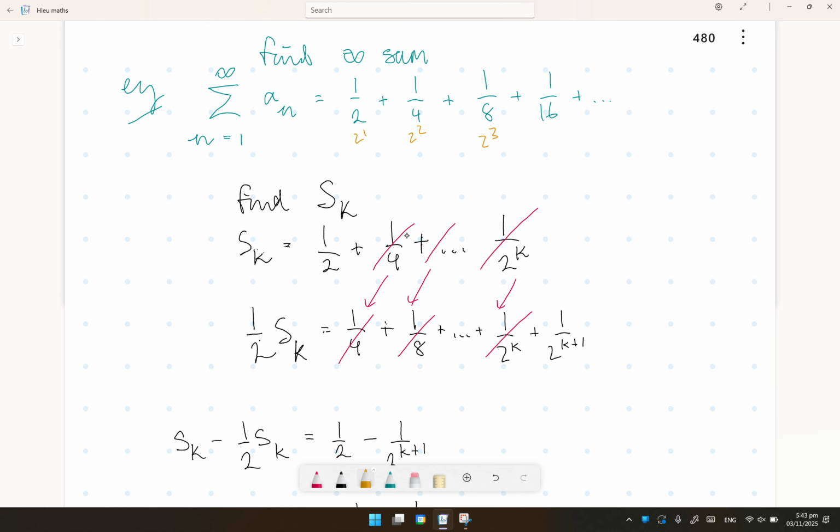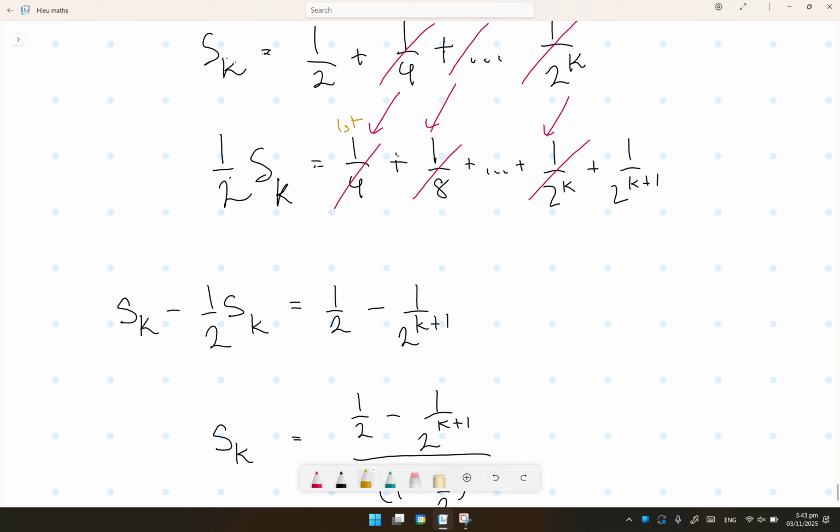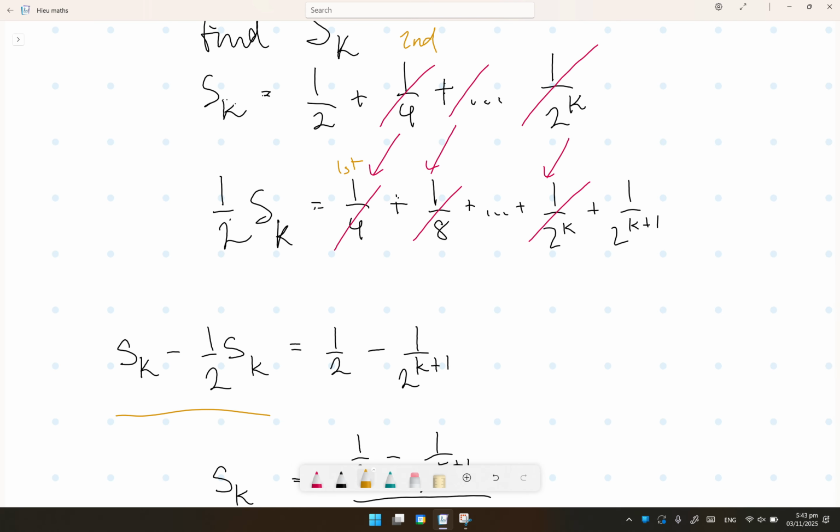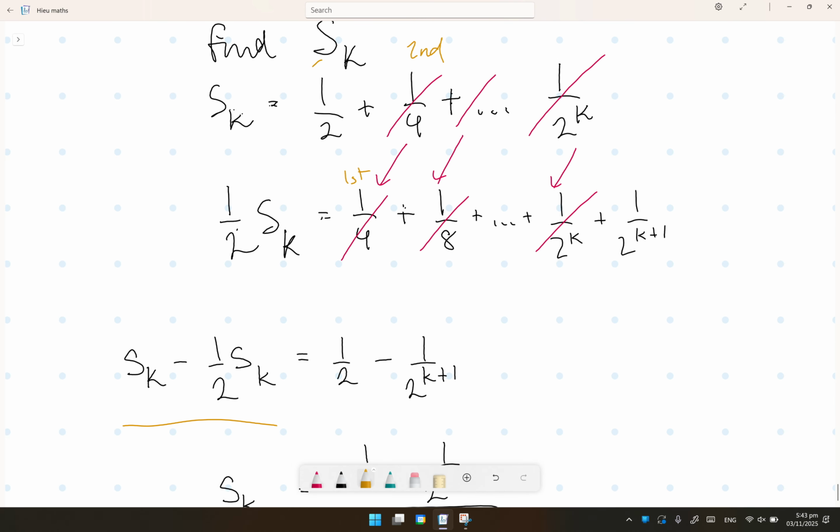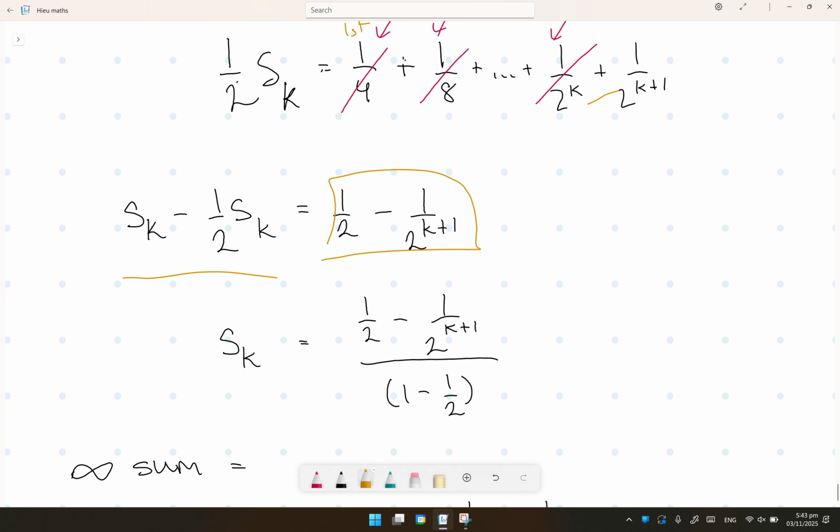What you can do is you see how the second term of s_k and the first term of the 1/2 s_k cancel out with each other, right? 1/4 minus 1/4. The next one would be 1/8 minus 1/8, 1 over 2^k minus 1 over 2^k, except that this one has an extra 1 over 2^(k+1). So what you do is you take s_k minus 1/2 s_k, let those cancel out, and what you have is 1/2 and then minus 1 over 2^(k+1), which is what you have here.